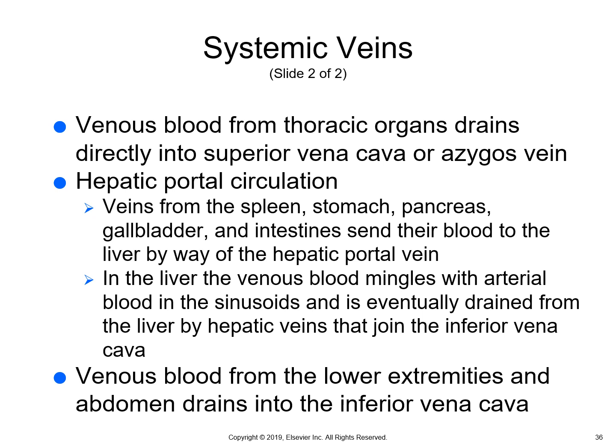So in the liver sinusoids, venous blood from our digestive organs mixes with oxygen-rich arterial blood, and the hepatic veins eventually return that filtered blood to the inferior vena cava.